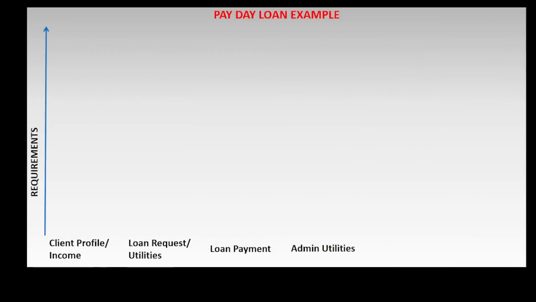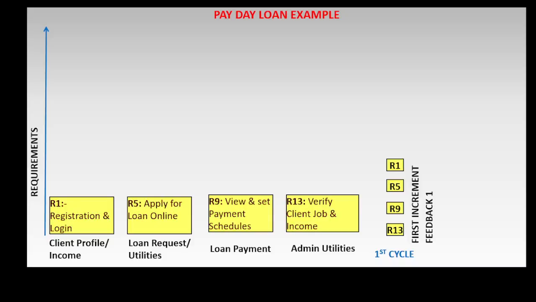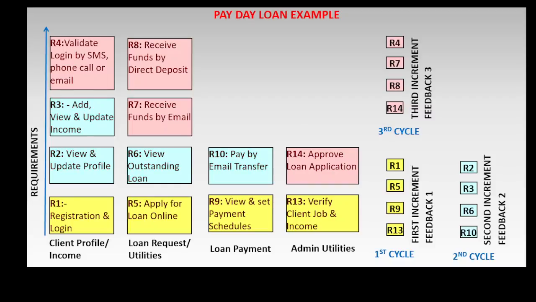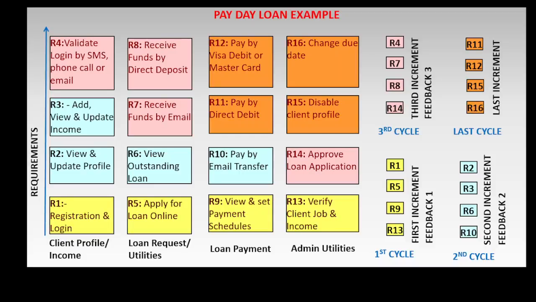For the payday loan example, in the first cycle, the first increment is built and delivered. Feedback is received. The first increment comprises registration and login, apply for loan online, view and set payment schedules, and verify client job and income. This feedback is used to modify the first increment in the second cycle, and new features, view and update profile, view, add and update income, view a standing loan, and pay by email transfer are also developed to create a second increment, which is delivered and feedback is received. Likewise, in the third cycle, the third increment is created and delivered, and feedback is received. In the last cycle, the last increment is created and delivered to the customer.